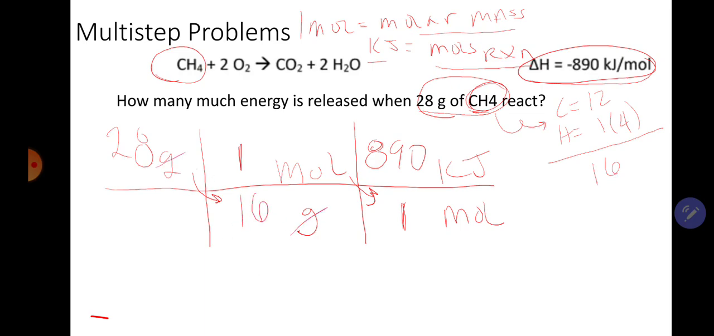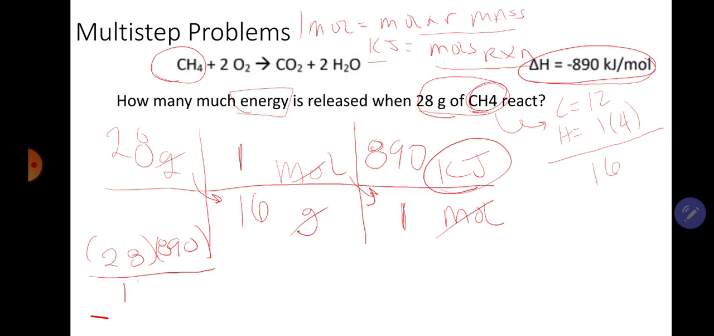So my grams cancel, my moles cancel. I'm left with kilojoules, which is what I am looking for. So we go calculate it up. We have 28 times 890 divided by 16. And then this is equal to 1557 kilojoules.